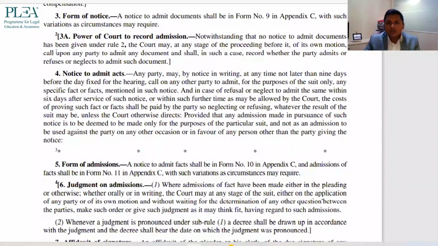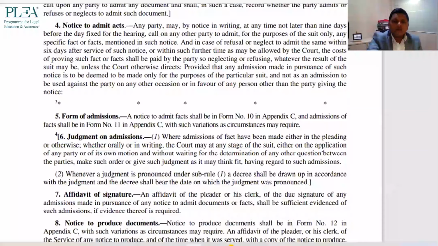Despite all of that, suppose you as the plaintiff or as a defendant do not call upon the other side to admit a document, the court has the power under Rule 3A to call for admission of that particular document. Then comes Rule 4, notice to admit facts.